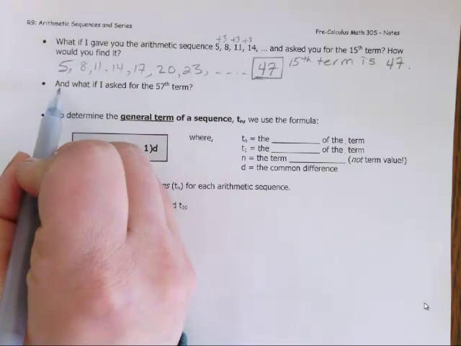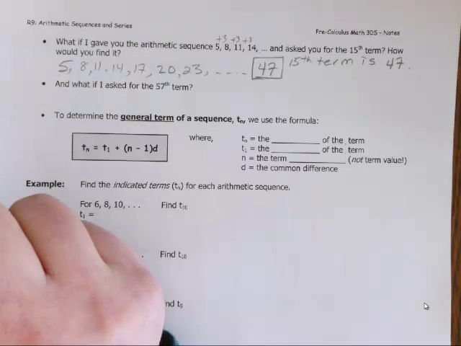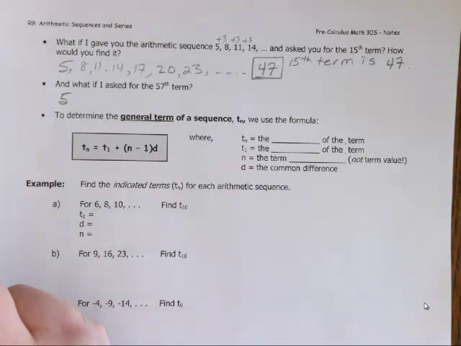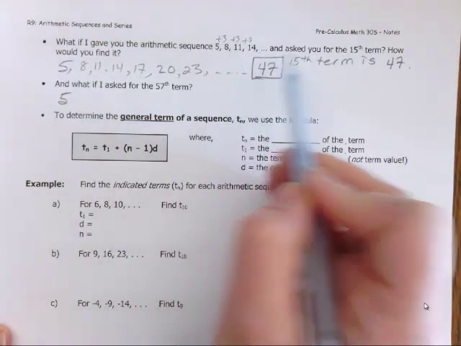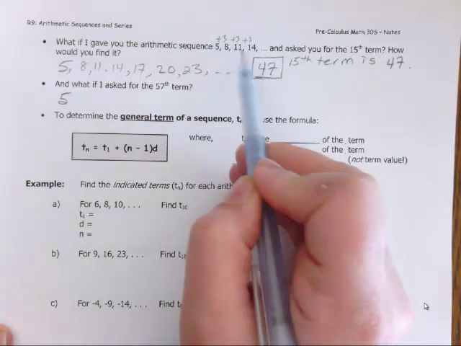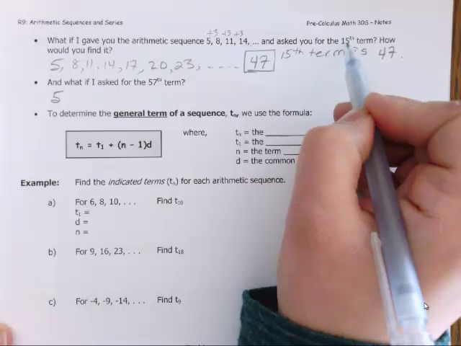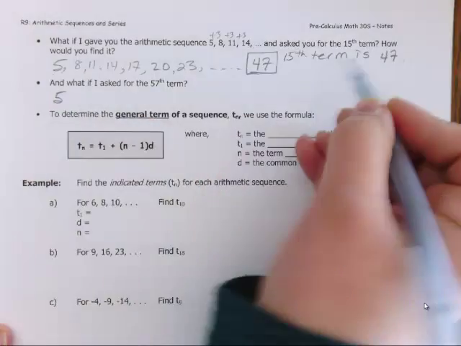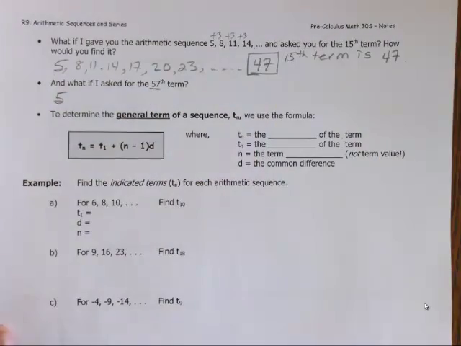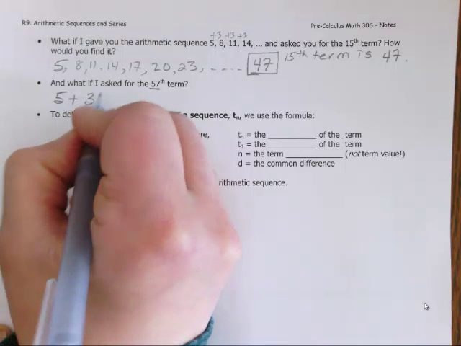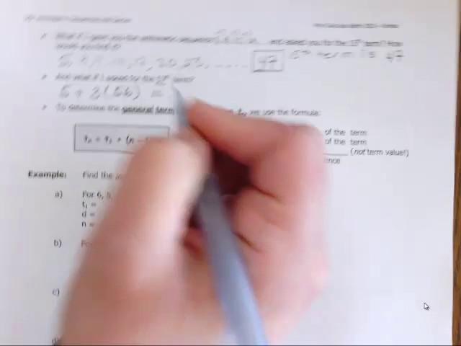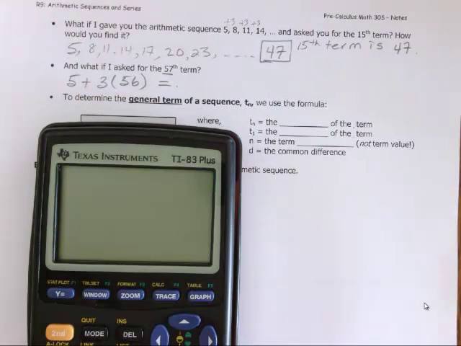Now here, what if they asked for the 57th term? Oh my goodness. Okay. So I know the first term is 5. Now, remember we talked about how many more terms do I have to add? How many more times do I have to add the 3? Well, in here, I had to add the 3 14 more times to get to the 15th term. So what would I do here? I would have to add the 3 how many more times? 56 more times, right?